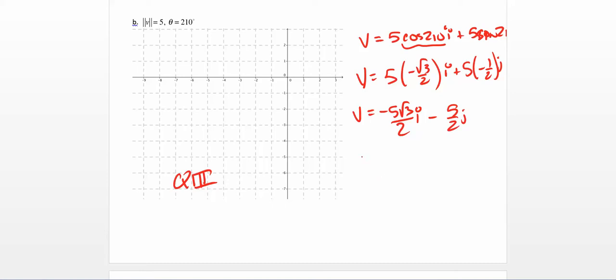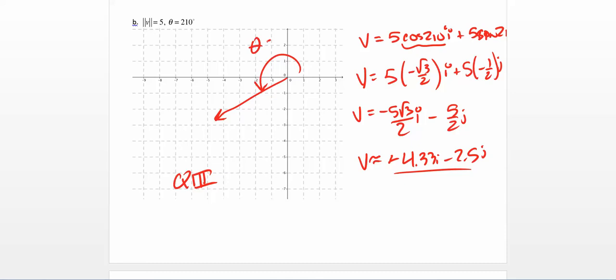So this is approximately negative 4.33 i minus 2.5 j. That's only useful when graphing it. So negative 4 point a little bit, and then down 2.5. So I'm probably right about there. This represents my angle of 210 degrees, and the magnitude of that has to be 5. So the answer that I'm looking for would be that one right there.